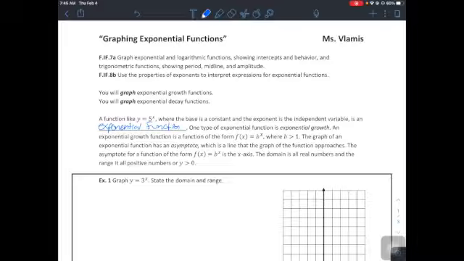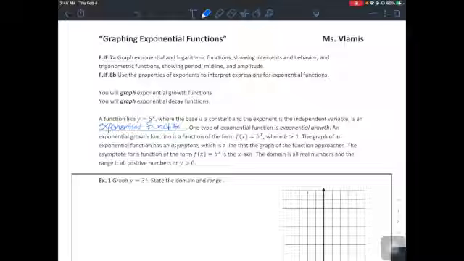One type of exponential function is exponential growth. An exponential growth function is of the form f of x equals b to the x power, where b is greater than 1. So your base is a number that is bigger than 1, and your exponent is still x, or has x in it.